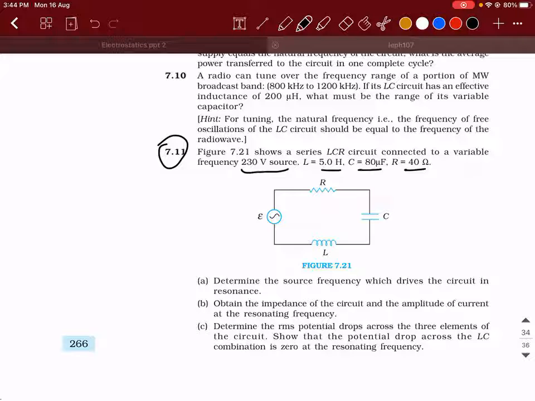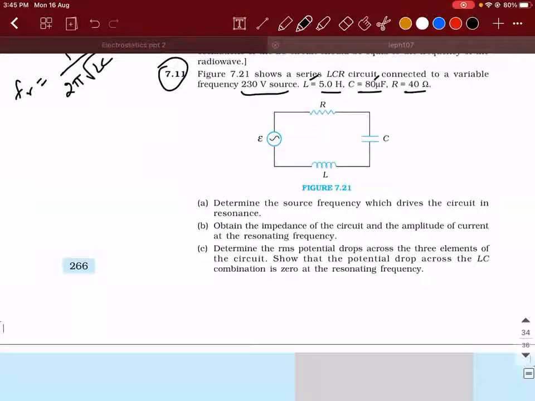So how do we calculate the resonance frequency? It is 1 by 2 pi root LC. L is there, C is there, substitute and you will get the answer. Second, obtain the impedance of the circuit and amplitude of the current at resonating frequency.